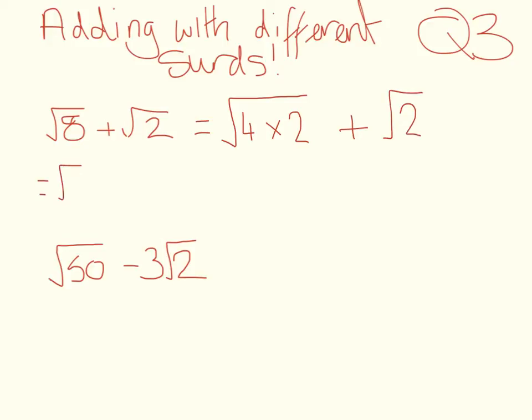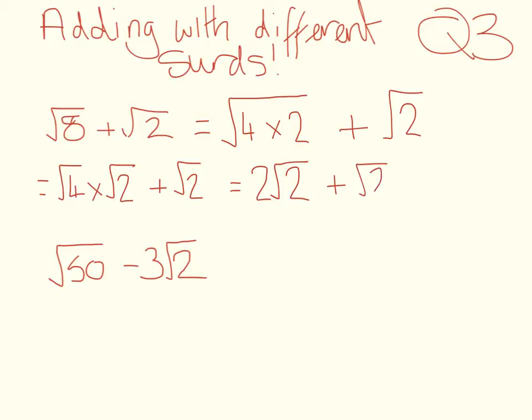I can split that into square root 4 times square root 2, and I've still got my plus square root 2 on the end. And then I can square root that 4 to get 2 square root 2, plus square root 2 is still on the end. So what I've done is use my knowledge from question 1 to simplify one of the surds. So square root 8 is now 2 square root 2. And now I've got 2 square root 2 plus 1 square root 2. So in total I have 3 square root 2.